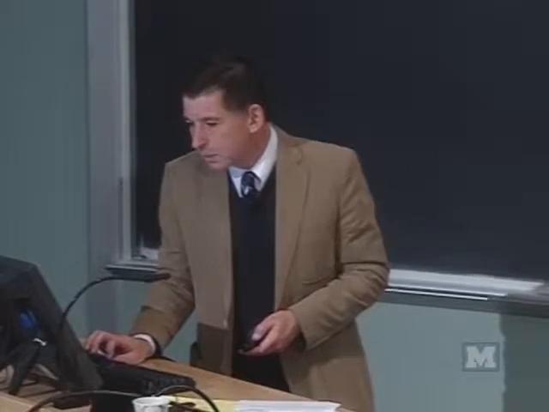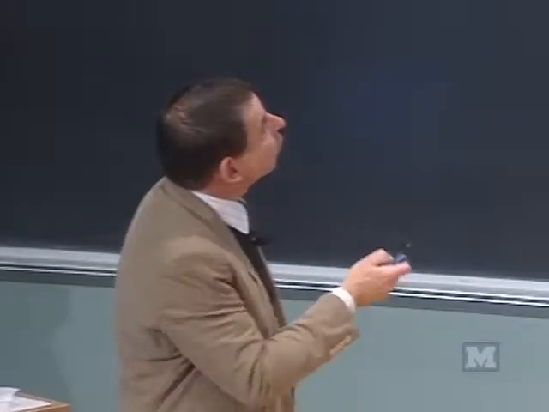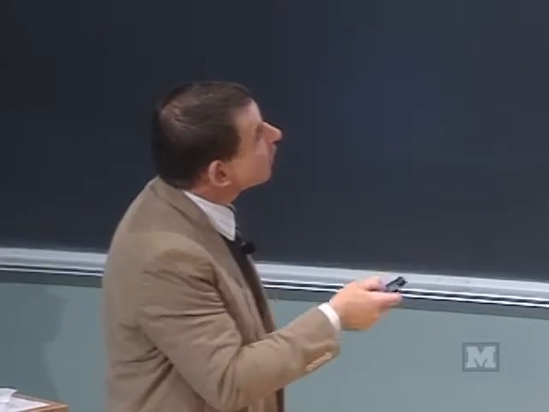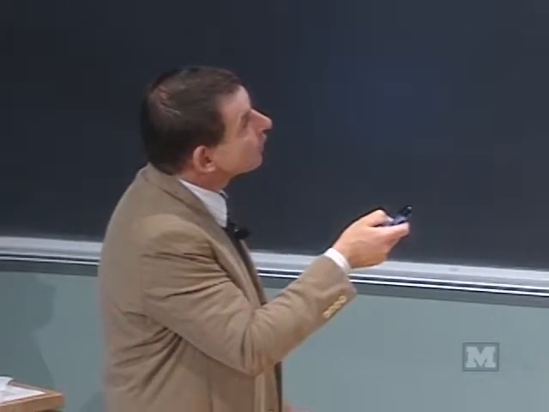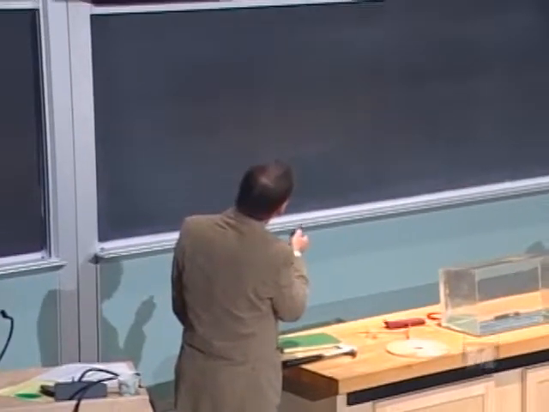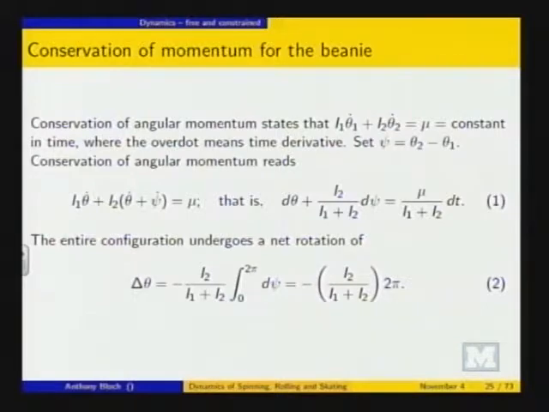It's the same phenomenon. So there's the beanie. And you might wonder what sort of rotation you get. So this is a little formula that tells you what amount of rotation you get. So again, the total angular momentum is conserved. So this is Elroy, and this is his beanie. This says that I1 times the rotational velocity of Elroy plus I2, the moment of inertia of the propeller, times its rotational velocity is equal to a constant.